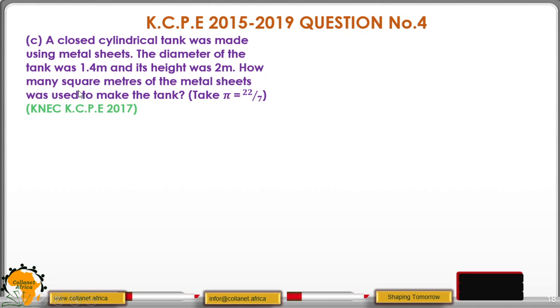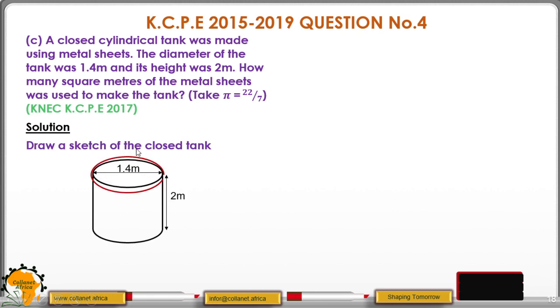So you have to be very careful as you read the question so that you don't get it wrong. So this one was tested in 2017. Solution: draw a sketch of the closed tank. So we have the cylinder, and then we have the diameter, and we have the height. So in this case, we want to get the what? The area of the metal sheet.